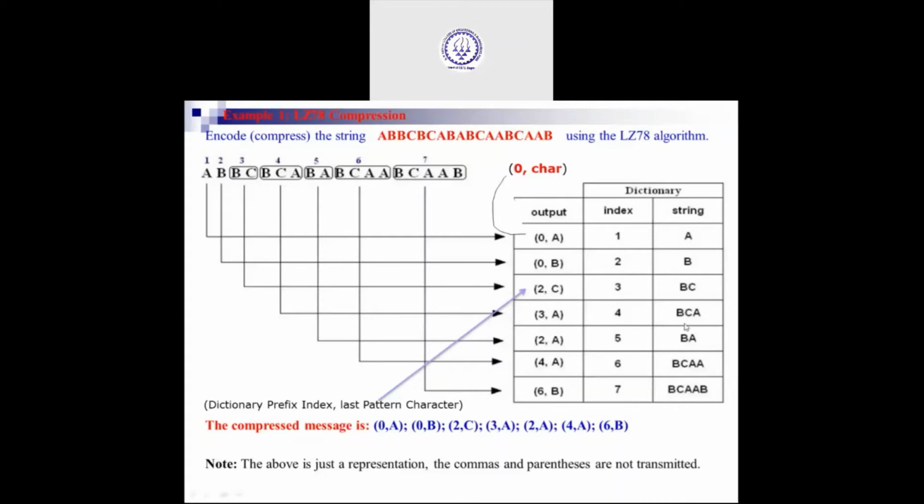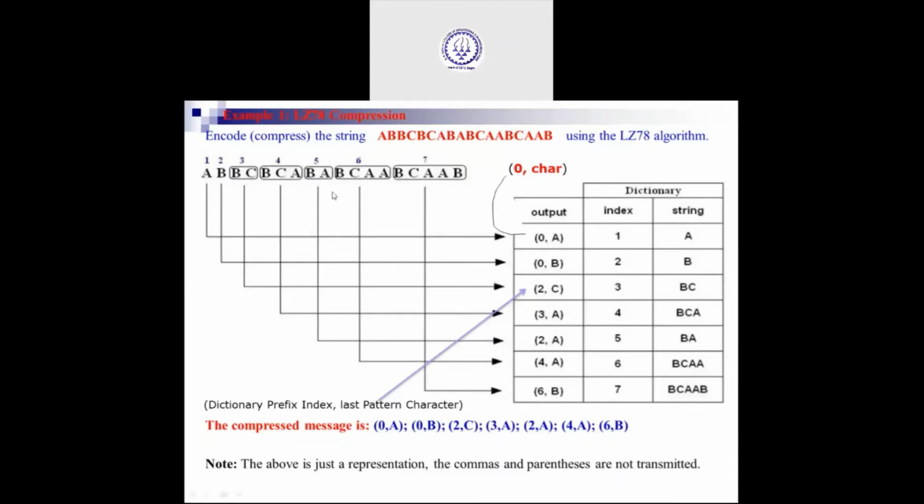So BCA is going to be my fourth string. Then I'll focus on B, which is already present. BA is not present. So BA is a new substring that I'm having with one innovative bit as A. So BA is going to be my fifth string over here.